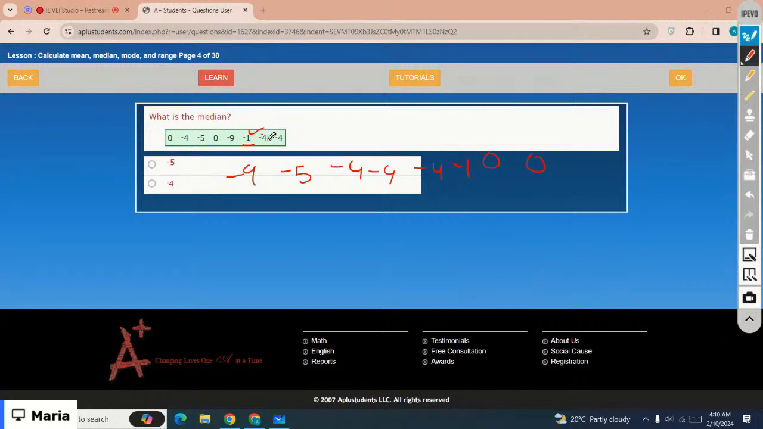You have to find the numbers. There are 1, 2, 3, 4, 5, 6, 7, 8, right? So the exactly middle one is the number that divides the data into two equal parts. The numbers before the median are all the numbers that are less than the median, and the numbers after the median are all the numbers that are greater than the median, right? So that is negative 4 is the median. The correct option is negative 4.